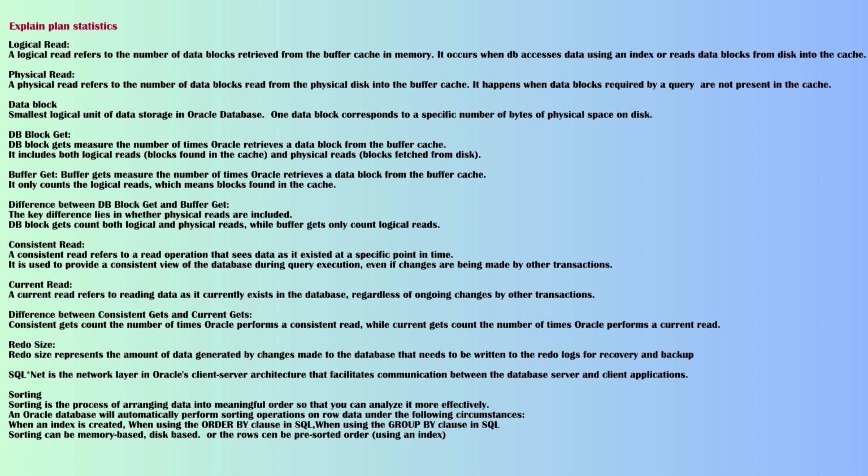There are several ways to sequence Oracle output rows. Oracle internal sort, in sort_area_size or temp table space. Retrieve the rows in pre-sorted order, using an index. Sorting can be memory-based sorts or disk-based sorts.